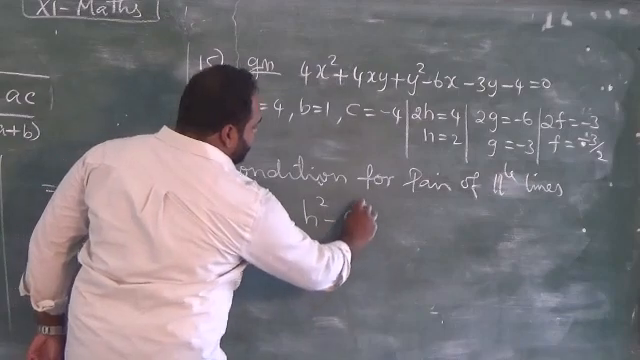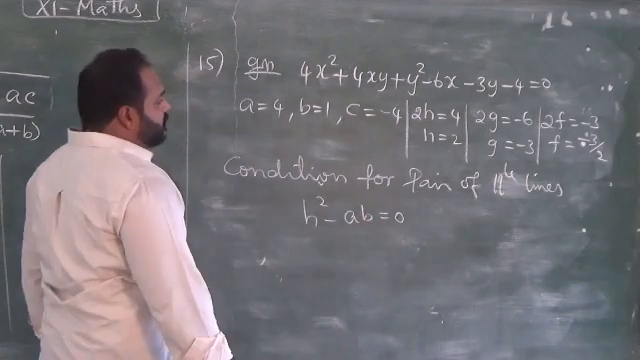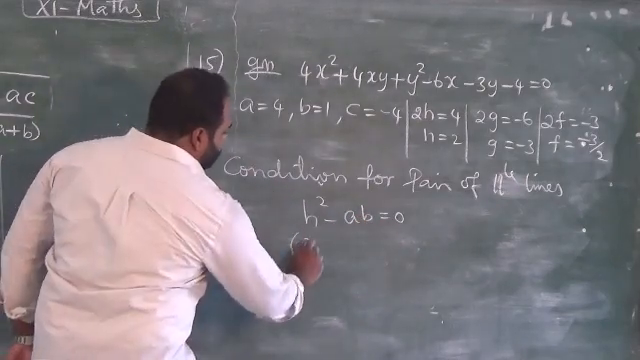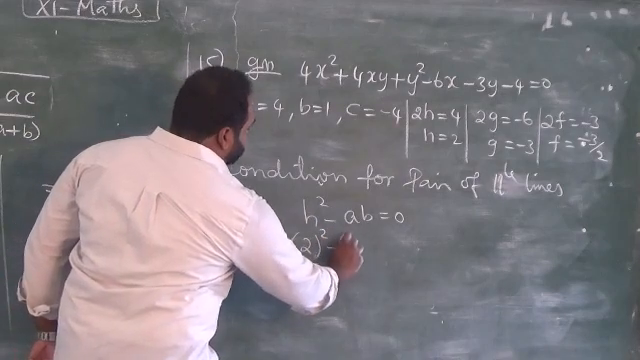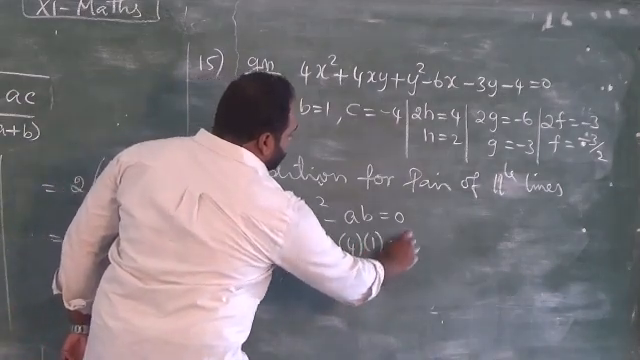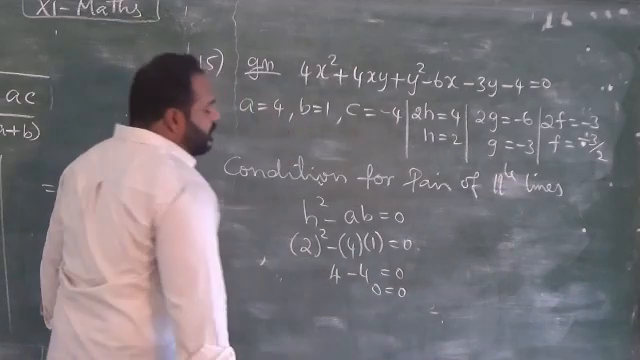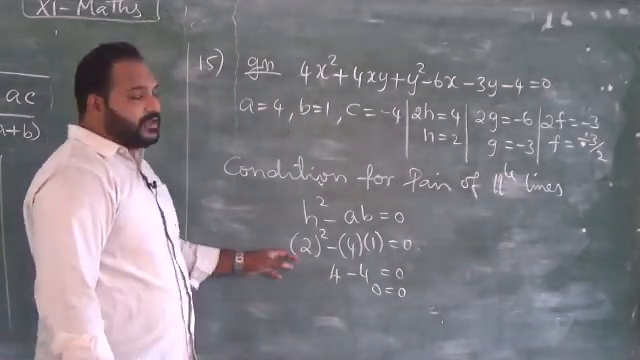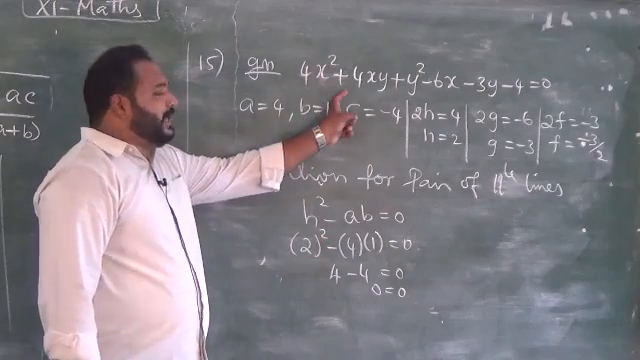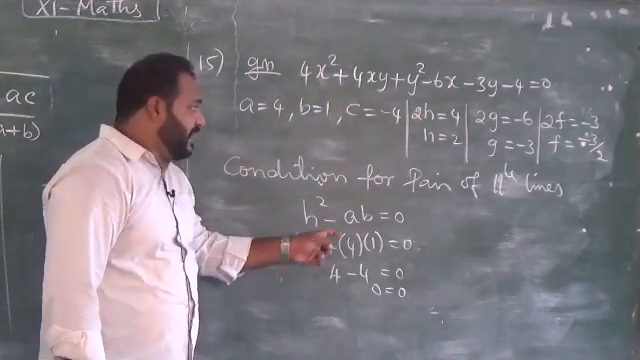h square minus ab equal to 0. Write the values here. 2 square minus 4 into 1. So, 4 minus 4 equal to 0. 0 equal to 0. The condition is satisfied. So, the given lines are pair of parallel lines.